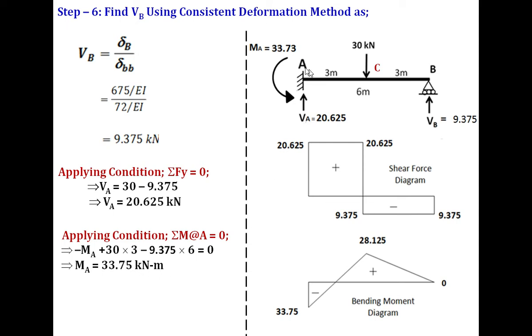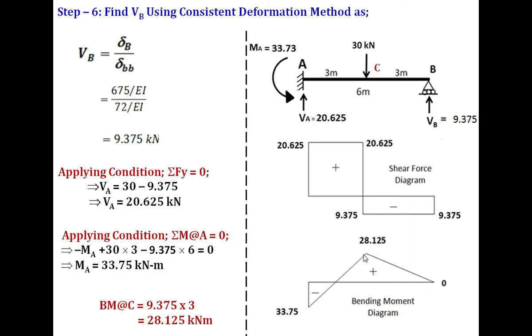Since MA is positive, the assumed direction is correct. So this assumed direction shows that the moment at this point is a hogging moment, 33.75. We need to find the bending moment at point C, and that bending moment at point C is given by 9.375, that is VB into 3, and it is a positive sagging moment, so 28.125.